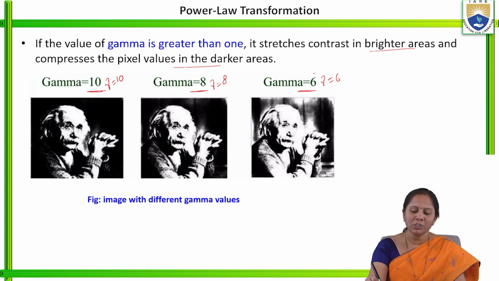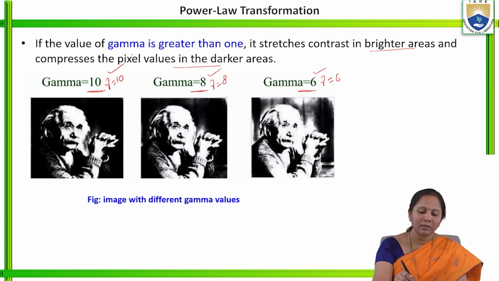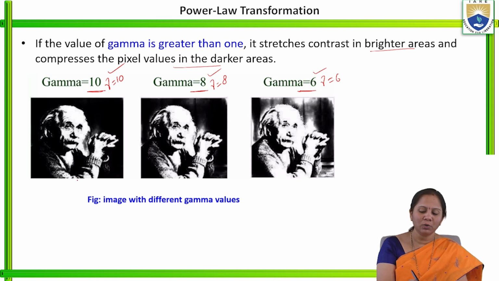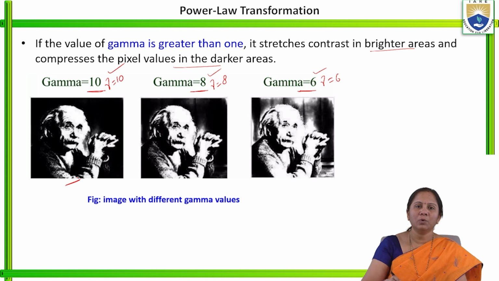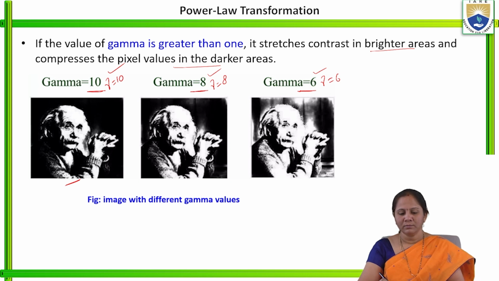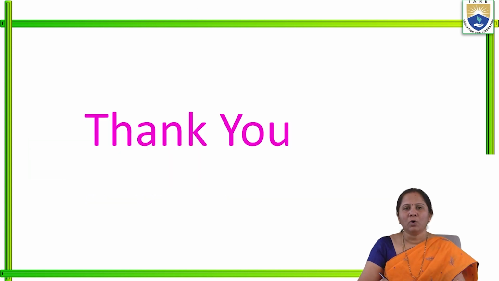See here, initially the gamma is 6. Next the gamma value has been increased, so the quality of the image has been enhanced. And again the value of gamma is increased. Here, compared to all, the image is looking somewhat better. So all these are the 4 intensity transformation functions.